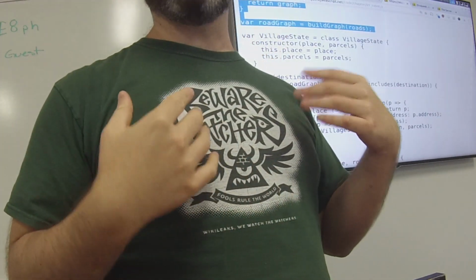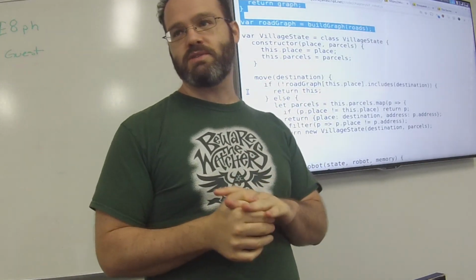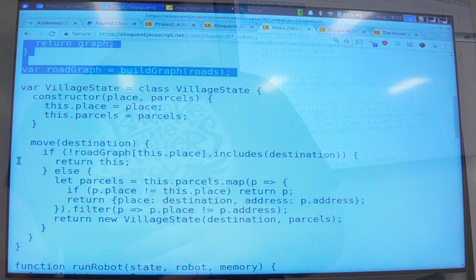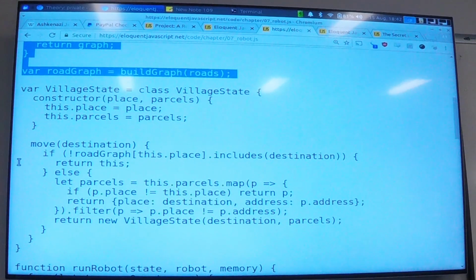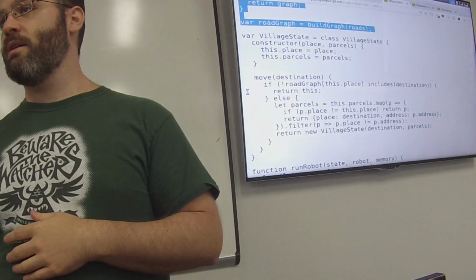So we have this thing here called village state. Village state is a class that represents where we're at and where we're going, and it provides one, what do we call this? What is move? Anyone want to give it a shot? What's the right word for move? Method. Method, precisely. What is a method? You want to try that one? A function in a class. That's exactly right. Nothing special about it.